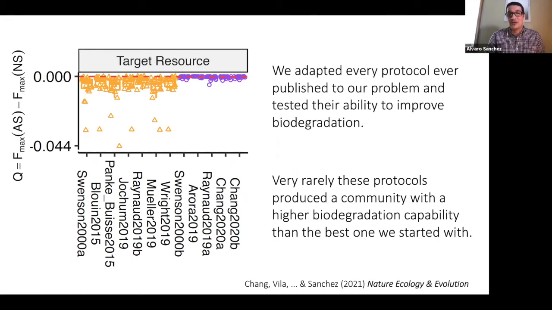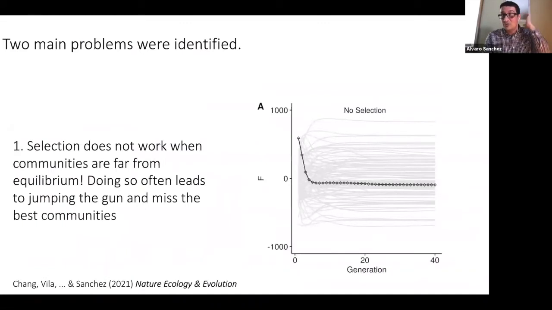You very rarely improve through the propagule method or the mixed pool method. You rarely get a community that's better than if you had done nothing. And I'm going to tell you now why. We tried to get to the bottom of why these protocols are really not a very good idea to work with. There's mainly two reasons.